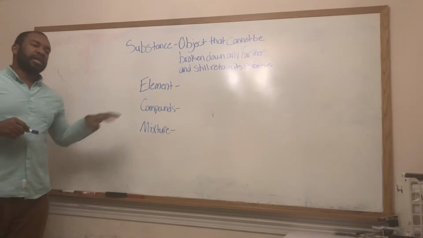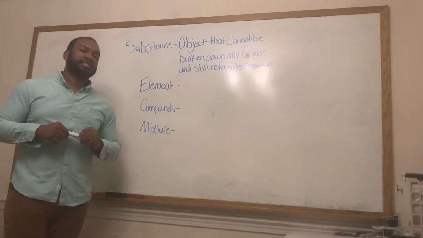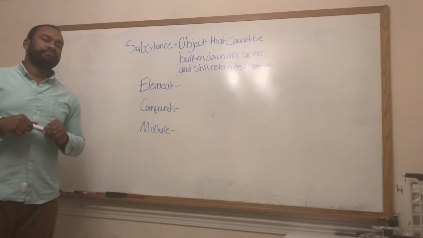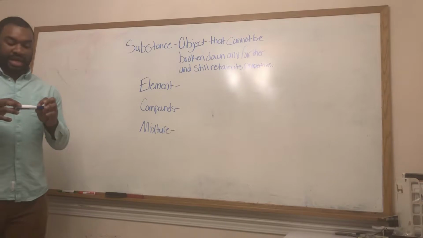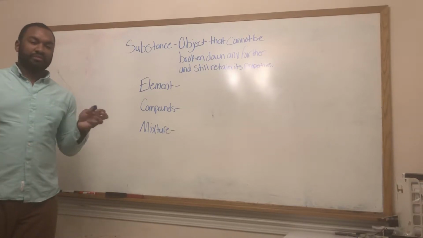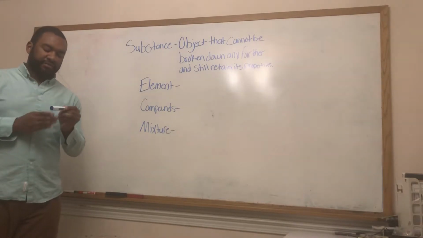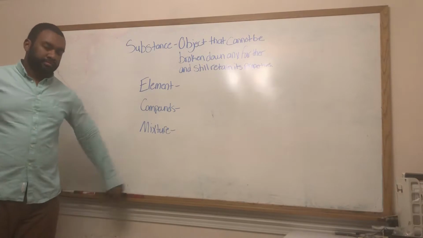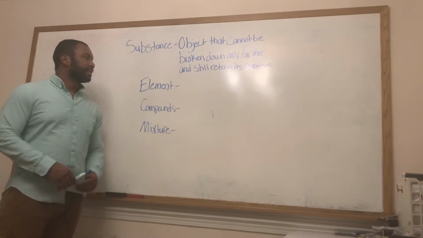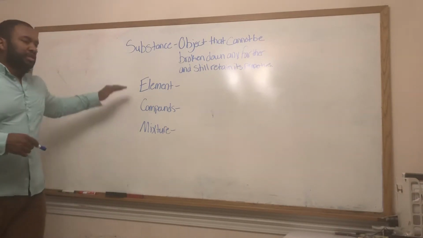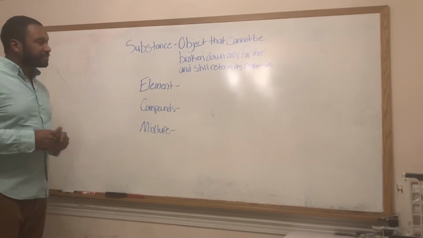And so before we define elements, compounds, and mixtures, I just want to give you an example of a substance. This marker that I have in my hand is a substance. Right? Because I really can't break it down any further and have it still be a marker. I could cut it in half. I could burn it. But it wouldn't be a marker anymore, right? Exactly. And so these are the classifications of a substance.